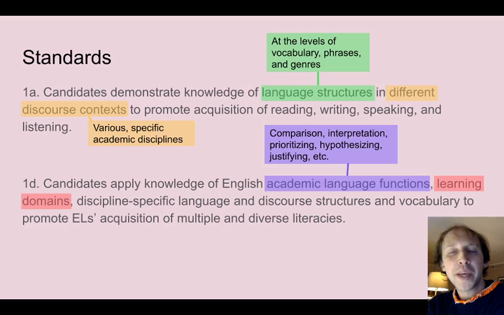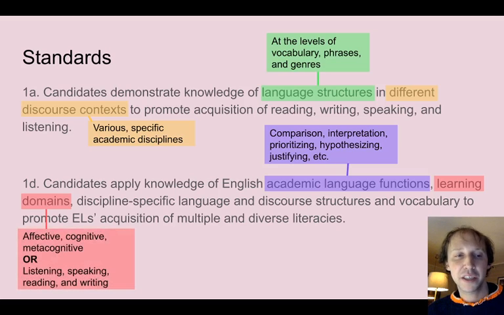And then learning domains. This was actually a tricky one for me. I wasn't quite sure what was meant. So in the book, Mehisto and Ting talk about these domains as the affective, cognitive, and metacognitive. But I've also seen it referenced as our listening, speaking, reading, and writing. So we'll just say that it's both, and we'll be addressing some of these.